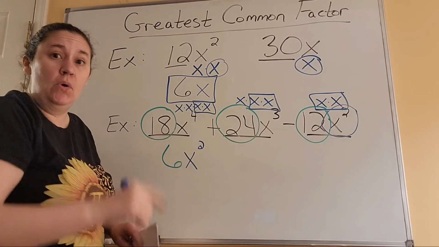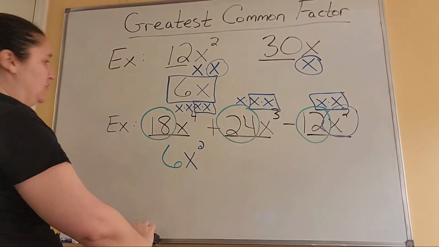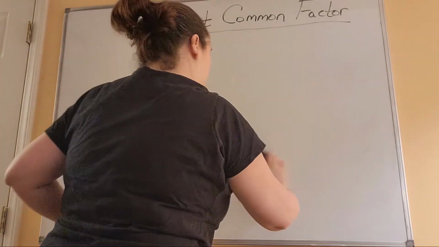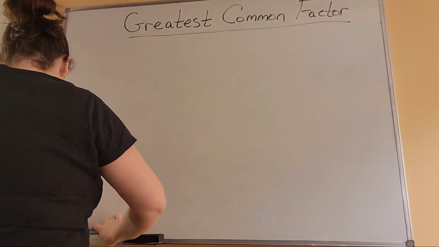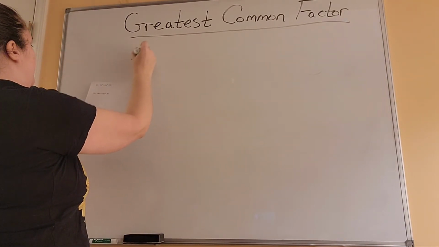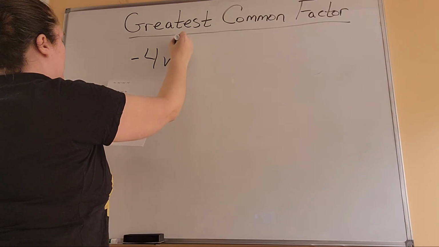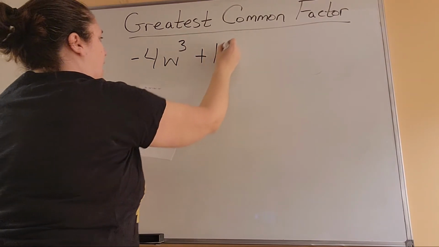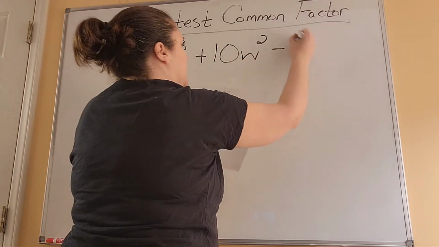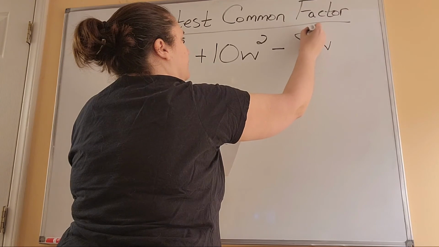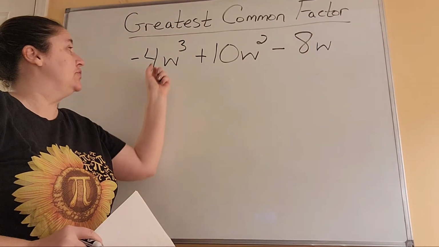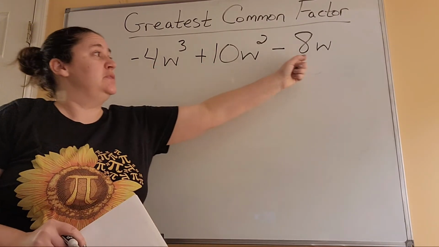Let's do one more example, and then you will have some to do on your own. Last one. Let's see. Negative 4w cubed plus 10w squared minus 8w. We are going to find the greatest common factor of these three terms in this polynomial.